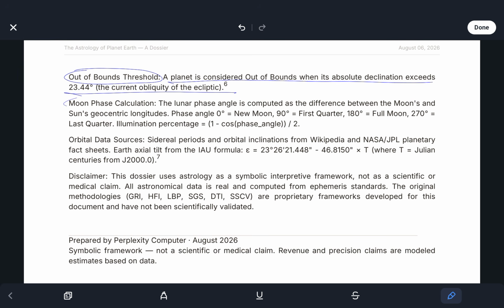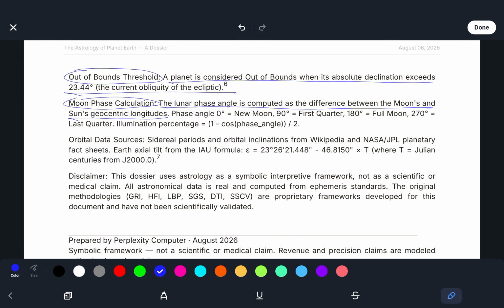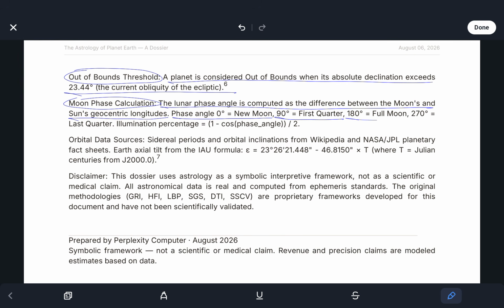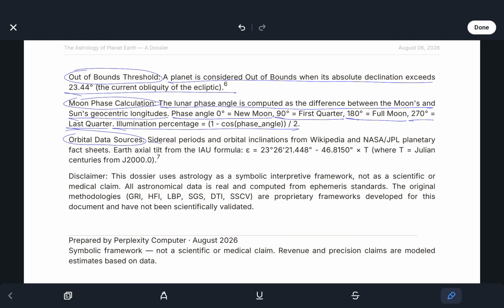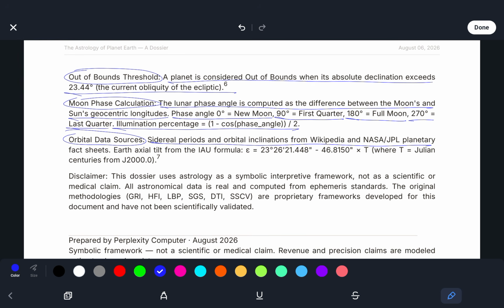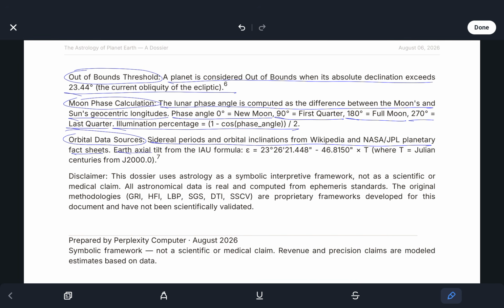ecliptic. Moon phase calculation: the lunar phase angle is computed as the difference between the Moon's and Sun's geocentric longitude, so phase angle 0 degrees for new moon, 90 degrees for first quarter, 180 degrees full moon, 270 degrees last quarter. Illumination percentage equals (1 - cos phase angle) divided by 2. Orbital data sources: sidereal periods and orbital inclinations from Wikipedia and NASA JPL planetary fact sheets. Earth axial tilt from the IAU formula.